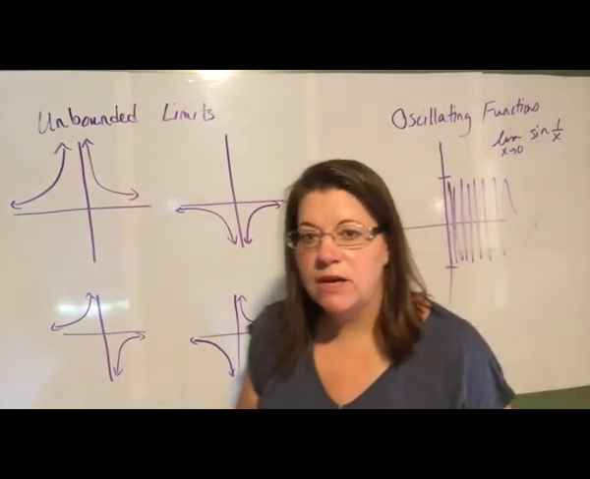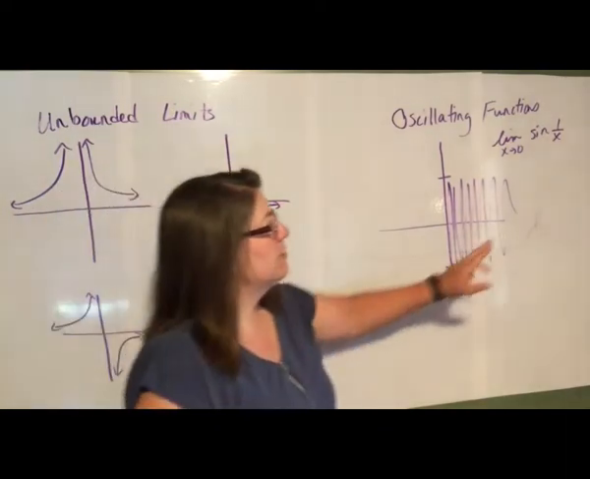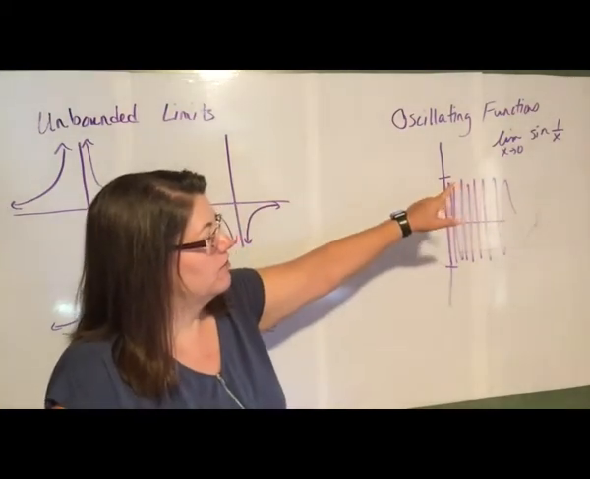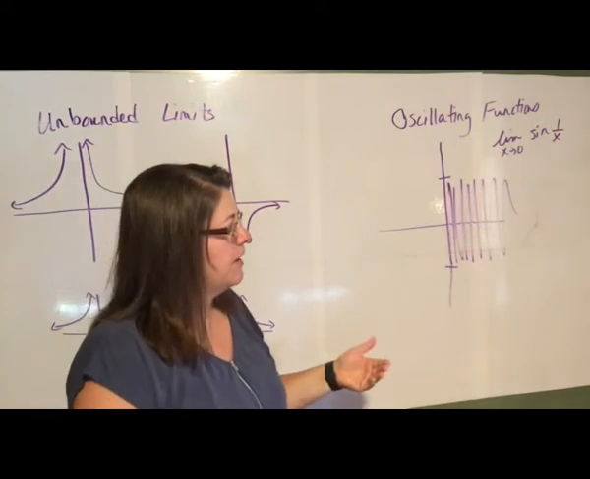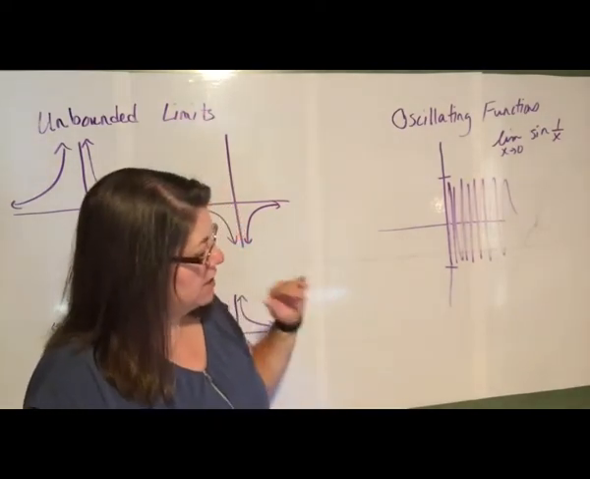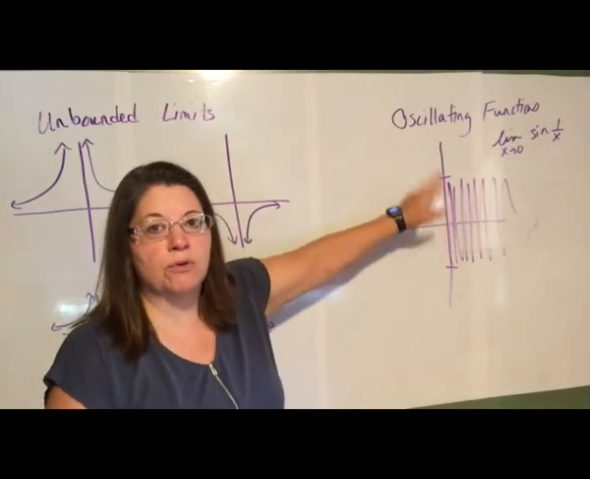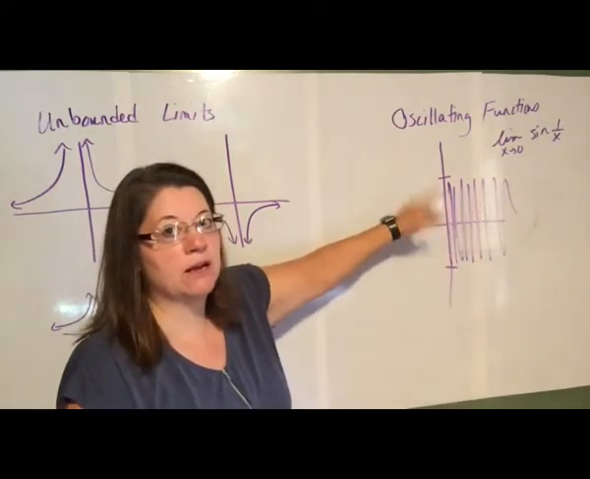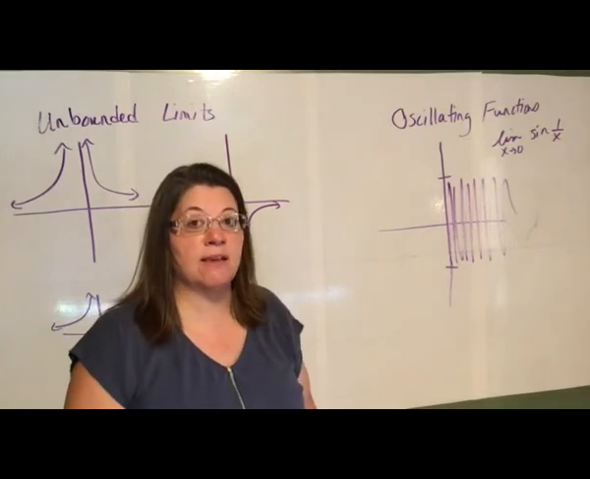And then the last thing in this section that we're going to talk about is oscillating functions. A good example of an oscillating function is the limit as x approaches 0 of sine of 1 over x. And this happens a lot with your trig functions. An oscillating function is a function that just oscillates between two numbers, and this one's oscillating between 1 and -1. It just continually goes up and down, and you really can't tell what the limit is because it's oscillating.